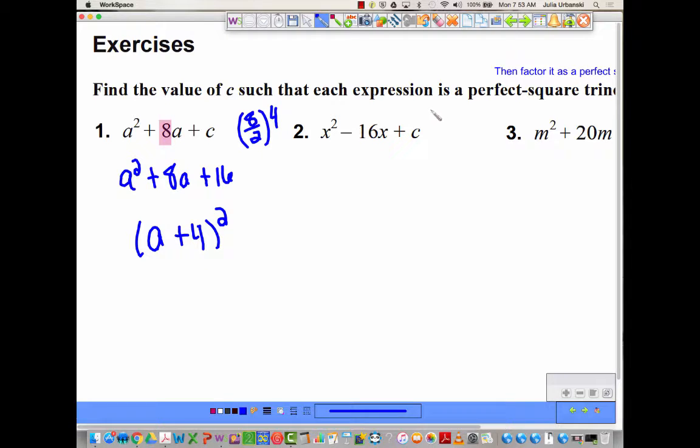All right, this one. The middle number is negative 16, so take negative 16 and divide it by 2. What do you get? Negative 8. Take negative 8 and square it. You get 64. So that goes right here. X squared minus 16x plus 64. And a lot of you don't have to write out the side part. You can just do it in your head.